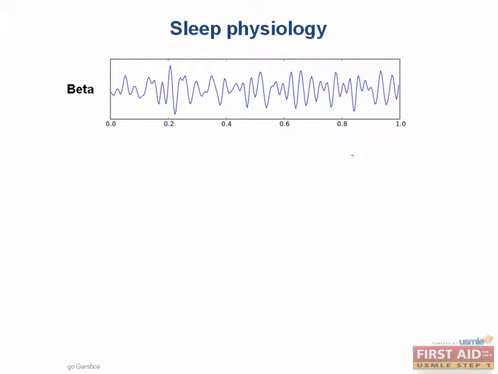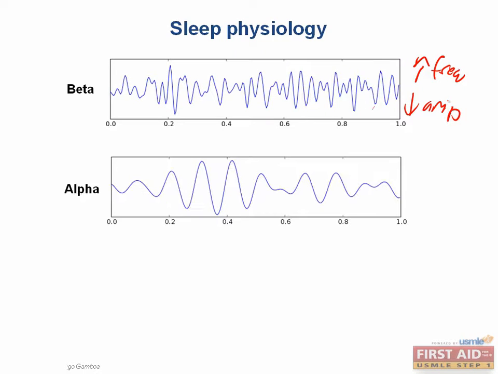So, when someone is awake, his eyes are open. The EEG waveform observed is a beta waveform. This sort of waveform has the highest frequency and lowest amplitude. However, when someone is awake but their eyes are closed, you see an alpha waveform.